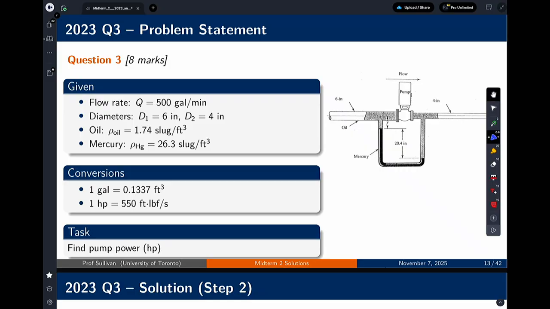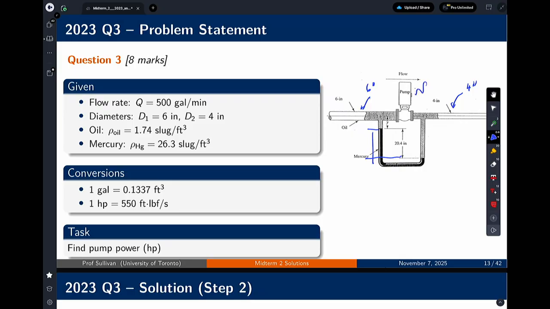Here's another one where you're given a flow rate and diameters. D1 is 6 inches, D2 is 4 inches. You have oil flowing in there, and you have a mercury manometer. You're given that the height of the mercury between the beginning and the end is going to be 20.4.